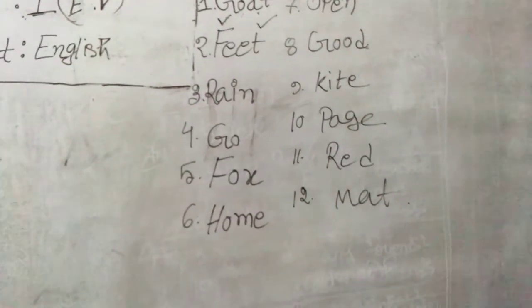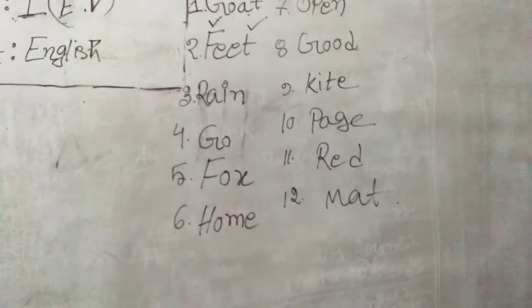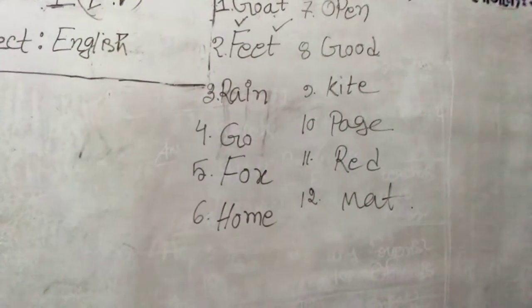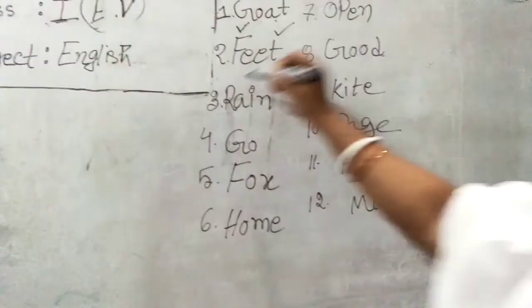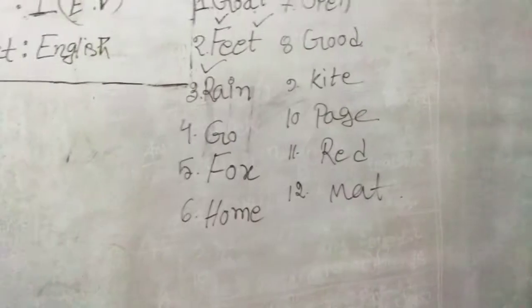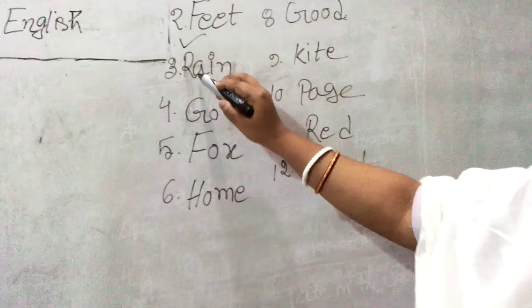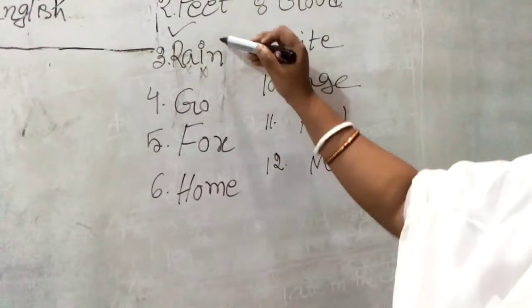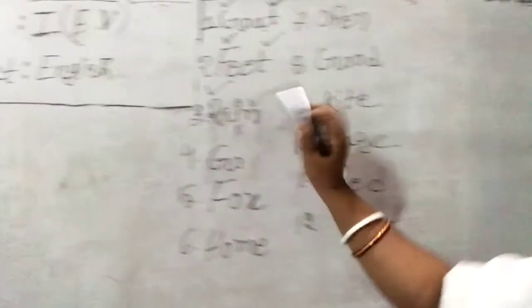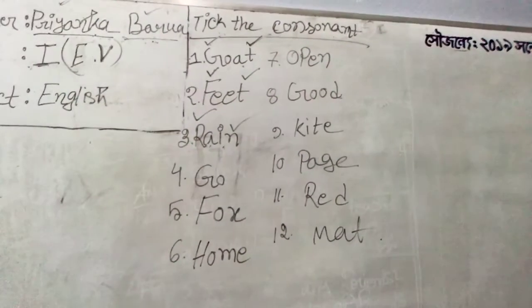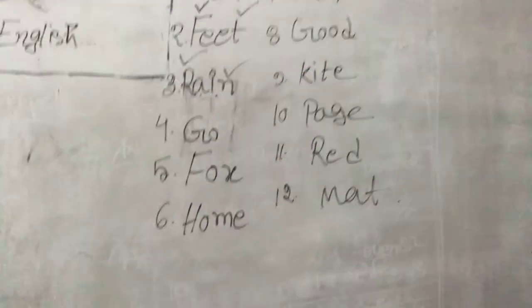Is it R or A that I should put the tick mark on? It's of course R. Okay, so R is a consonant. So then A is a consonant? No. I is a consonant? No. What's the consonant? N is a consonant. So I put the tick mark on what? On N. Now coming to the number 4.